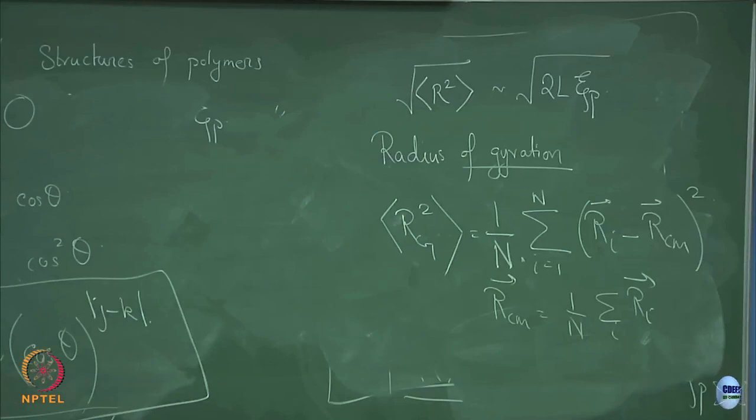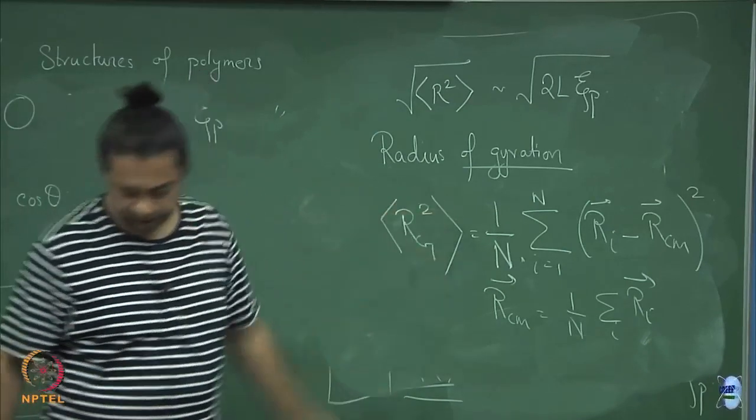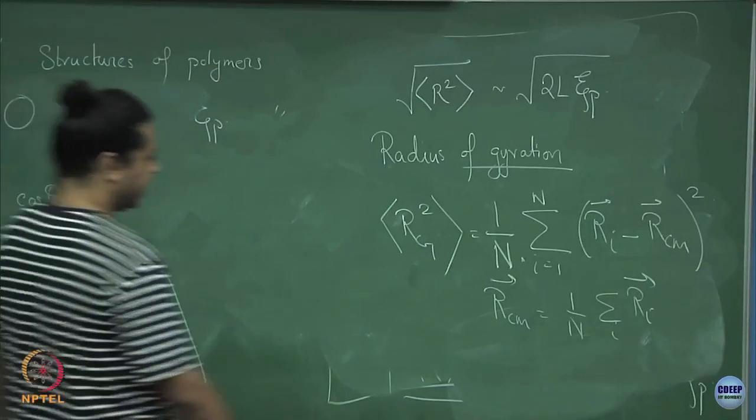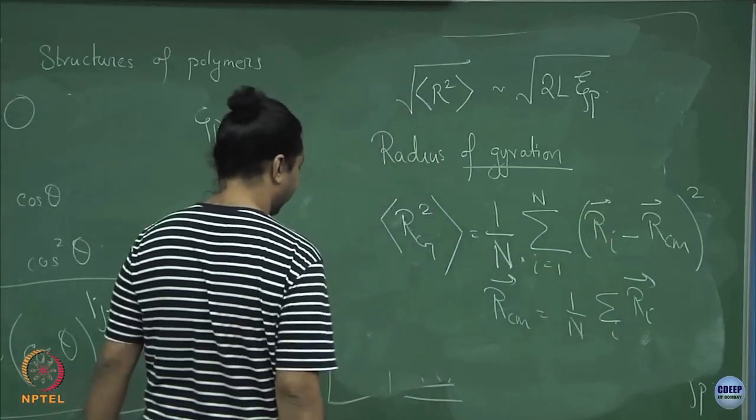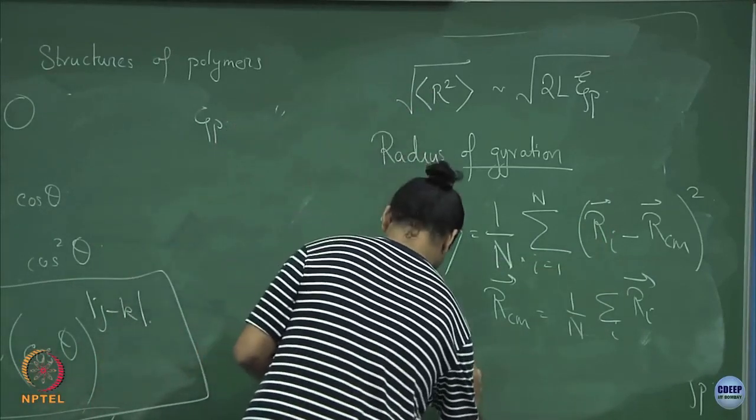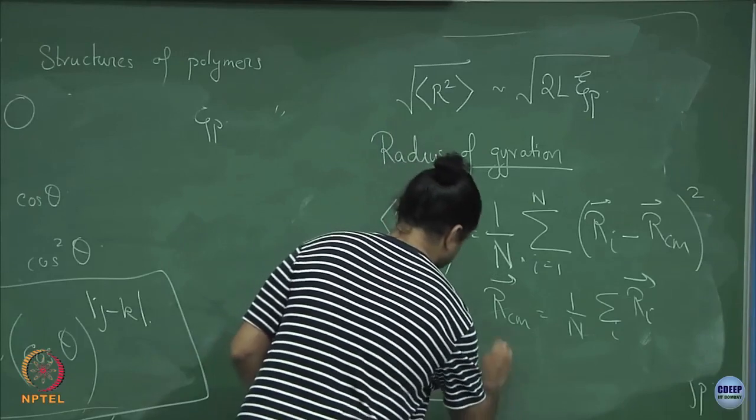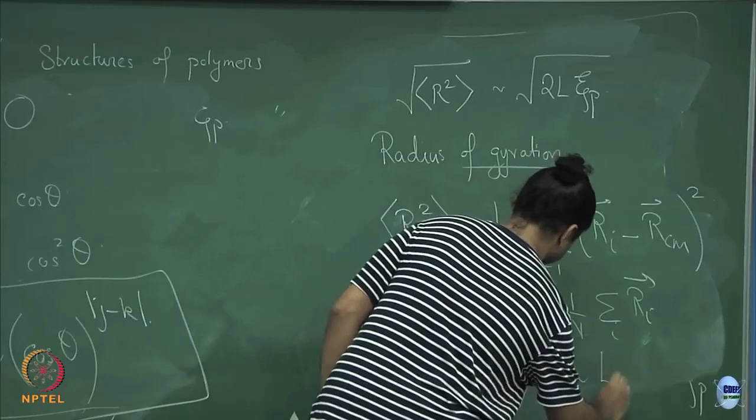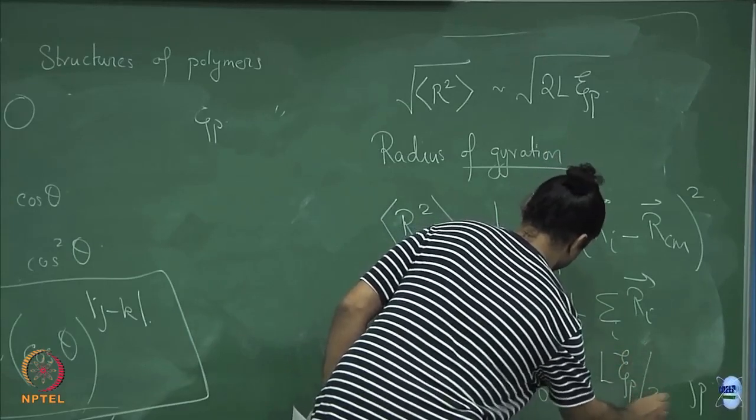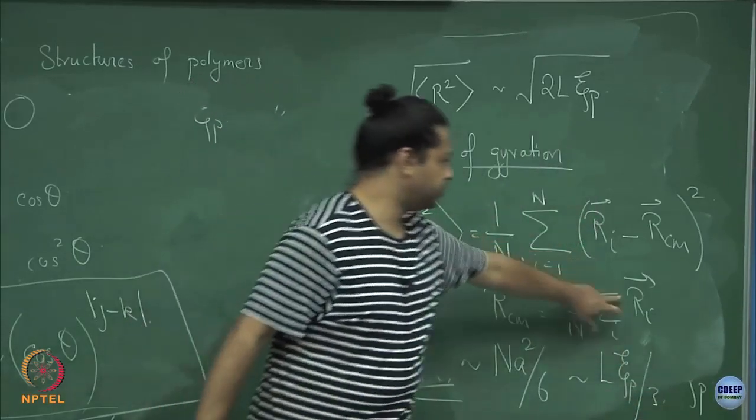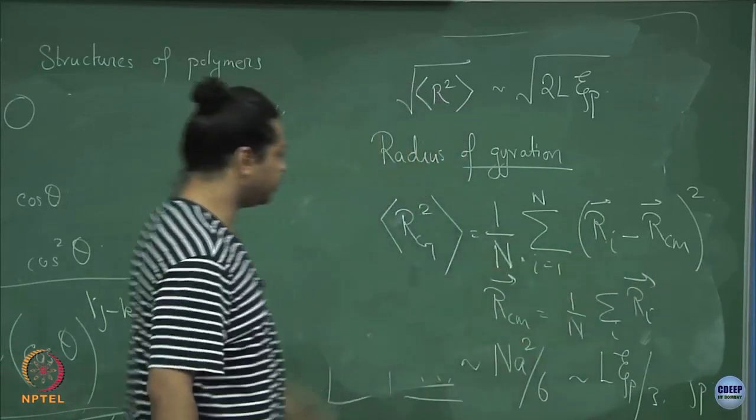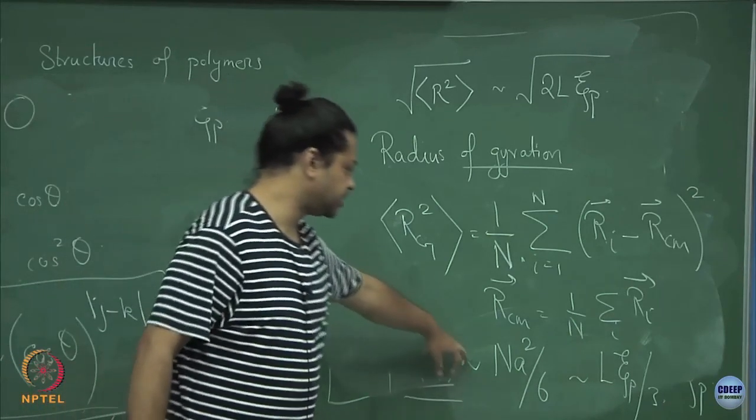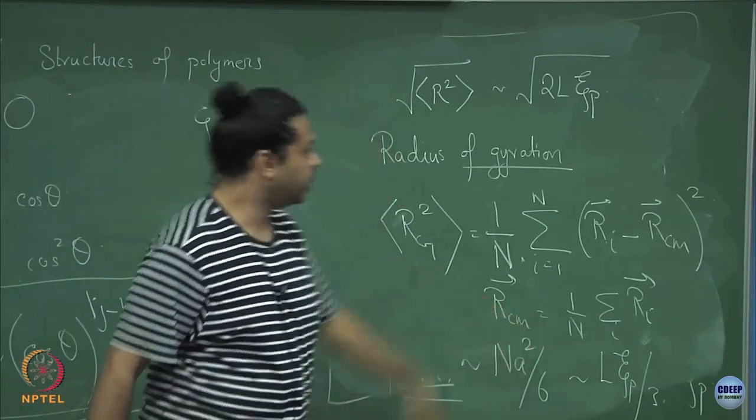This is more often what you will find people quoting, Rg values, when they want to say what the typical size is. And again, if you expand all of this and calculate the averages, you can show that this Rg comes out as n a square by 6, or in terms of the persistence length, L xi p by 3. It's just a matter of writing out these Ri's and then doing these averages, which we know how to do. So, if you do the maths, this Rg comes out as Na square by 6 or L xi p by 3.